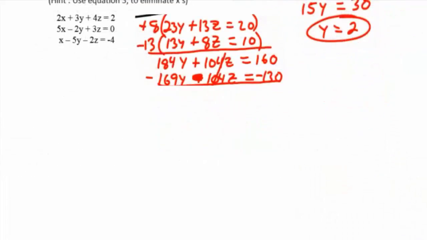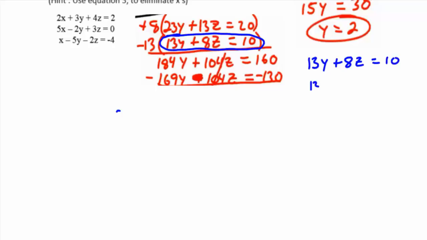All right, now that we have y, you can use any of these equations, really. You've got 3 variables here and 2 here. You wouldn't want to use a 3-variable equation, you would use a 2-variable equation. This one looks pretty easy right here, so let's use this one. So we have 13y plus 8z equals 10, and I know y.